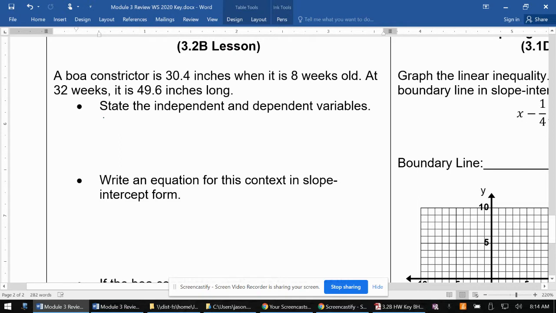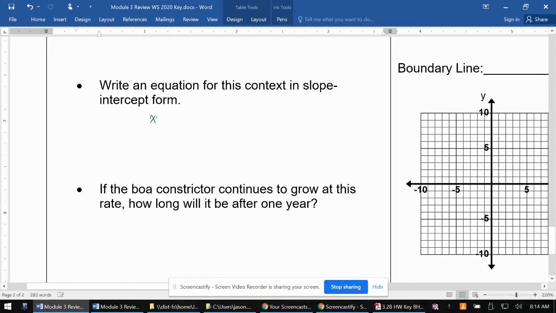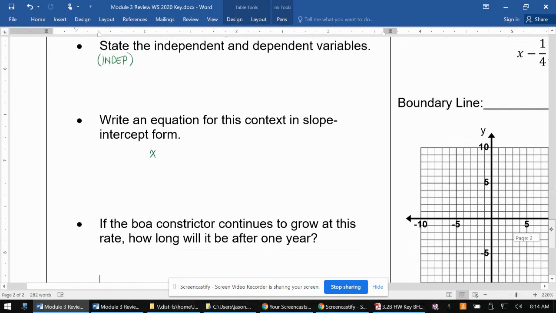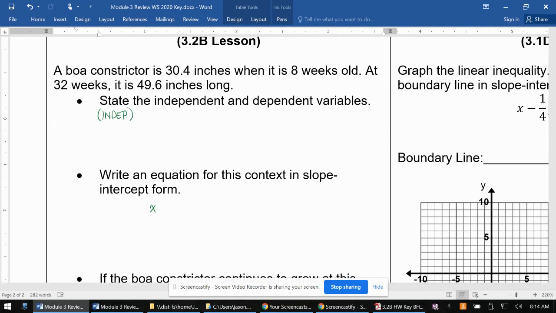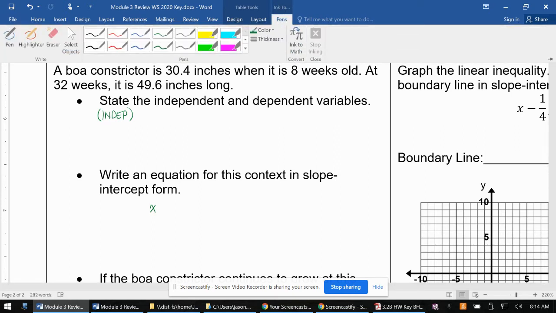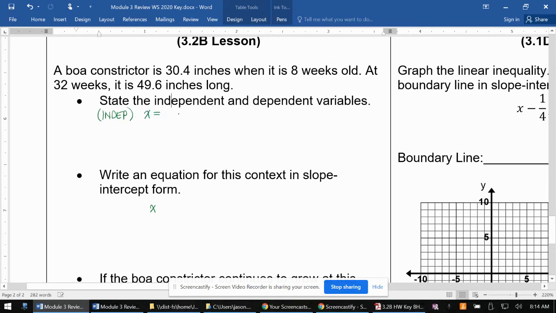So our independent variable, which is going to be x, is going to be time in weeks. And our dependent variable, which is going to be y as it always is, is going to be length in inches.